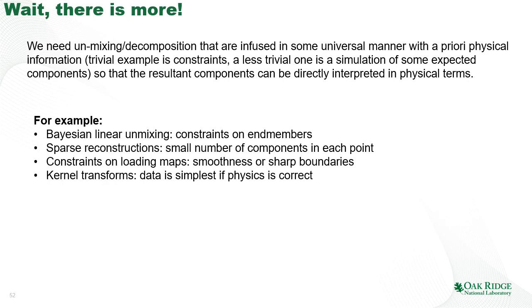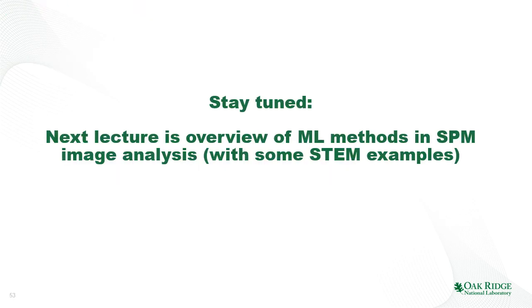We've done it in Bayesian unmixing by the constraints on end-members. We can introduce sparsity. We can introduce some constraints on the loading maps. And there are very interesting directions related to so-called kernel transforms, where if the kernel has the correct functional form, then the data would be simplest. This is an extremely exciting direction, and stay tuned for the further lectures.